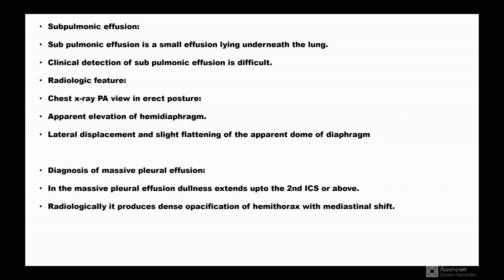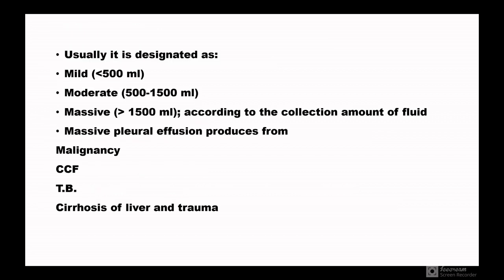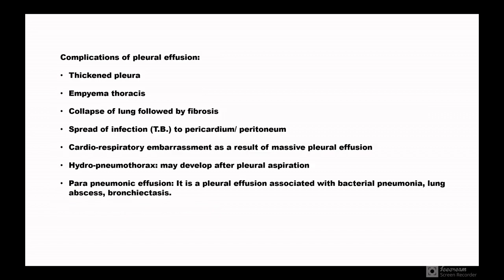In radiology X-ray, you can see this. Usually, it is categorized as mild, less than 500 ml, moderate, 500 to 1,500 ml, and massive, more than 1,500 ml, according to the collection of fluid in the pleural space. Massive effusions are produced from malignancy, congestive cardiac failure, TB, cirrhosis of the liver, and trauma.